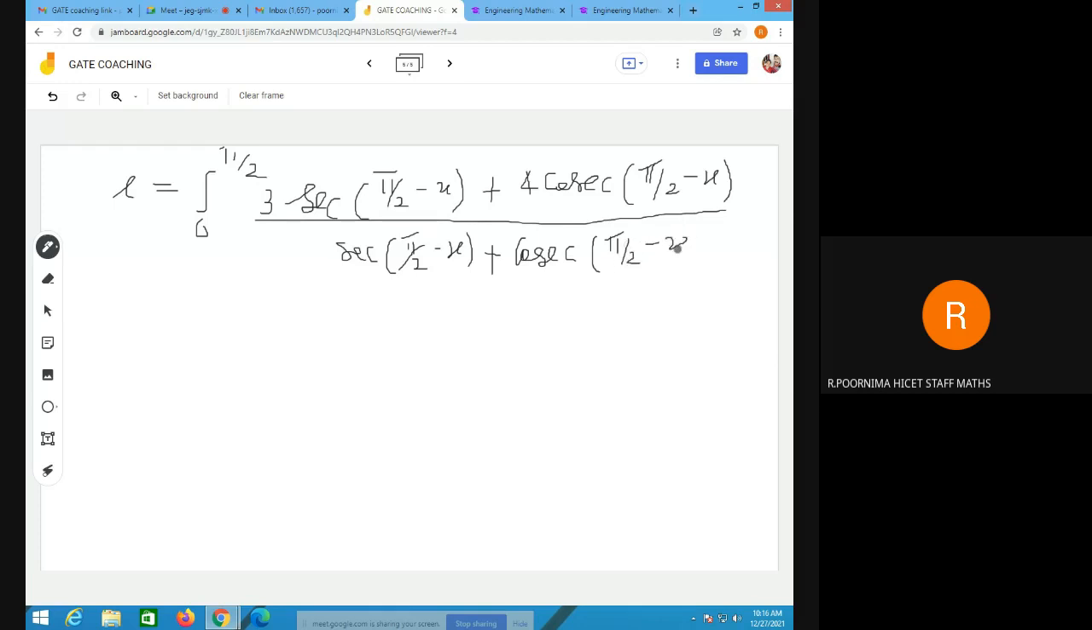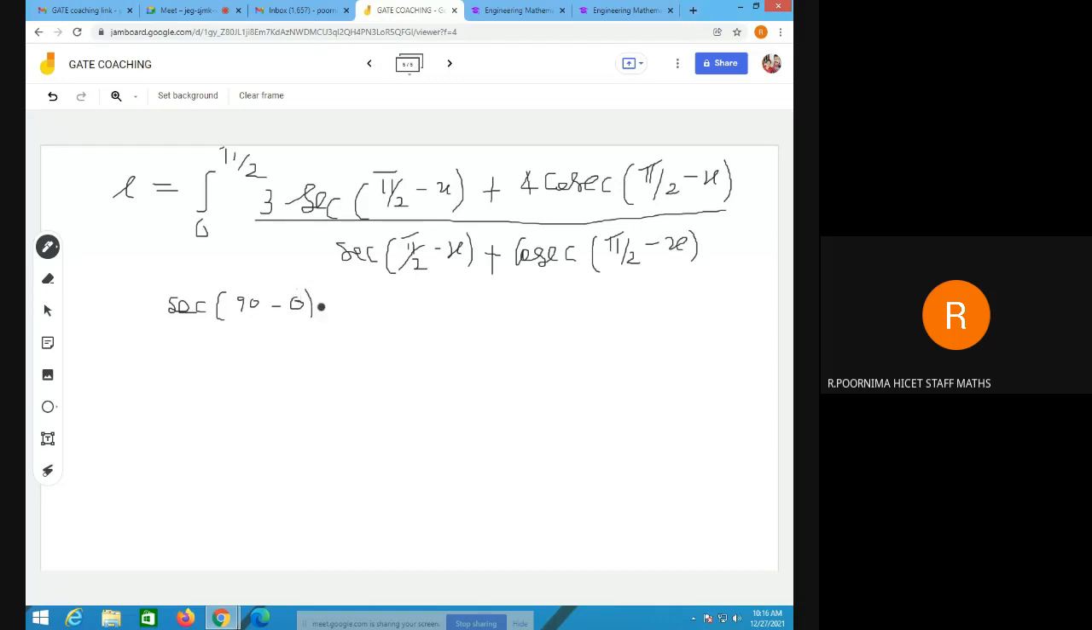Students, I am asking you all, you are all listening, no? Tell me what is secant of 90 minus theta? So nobody knows.